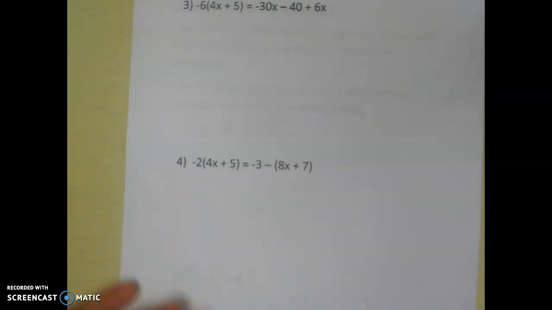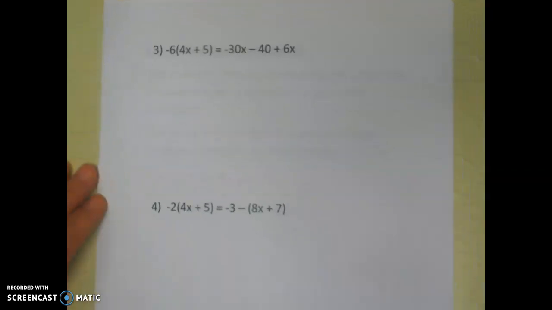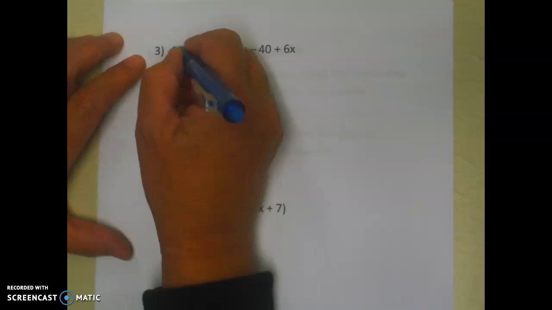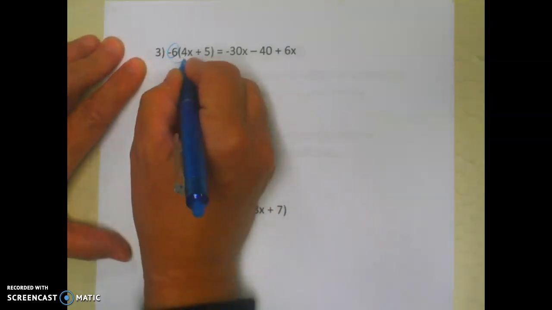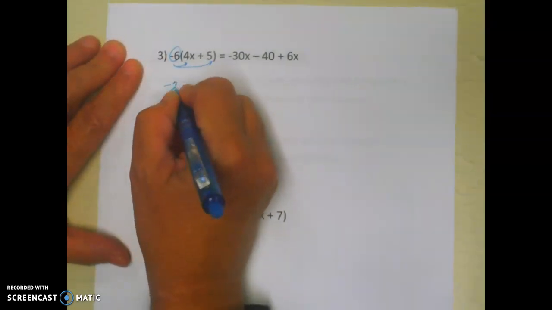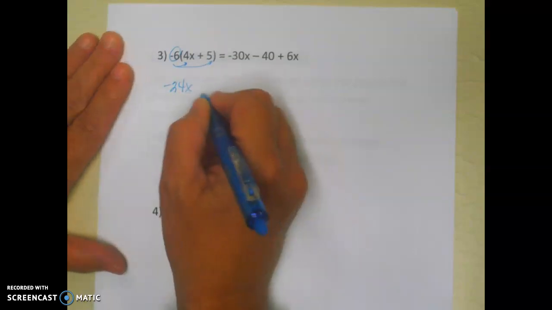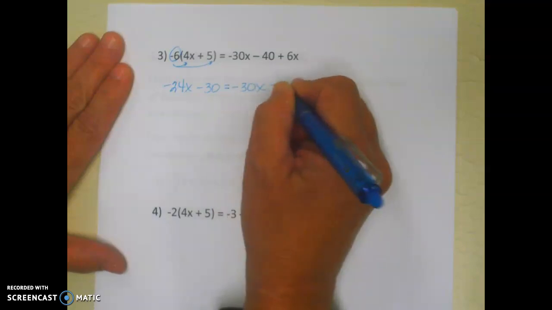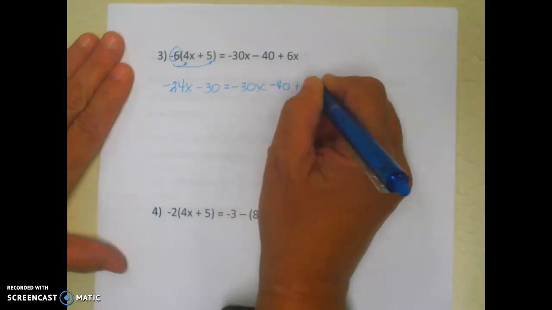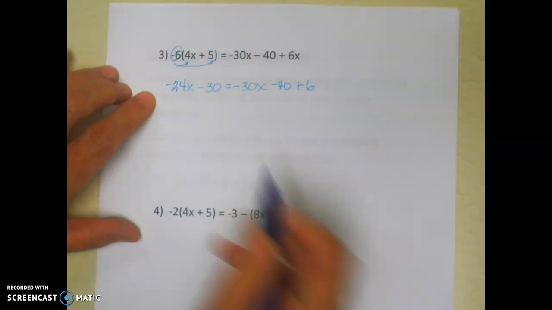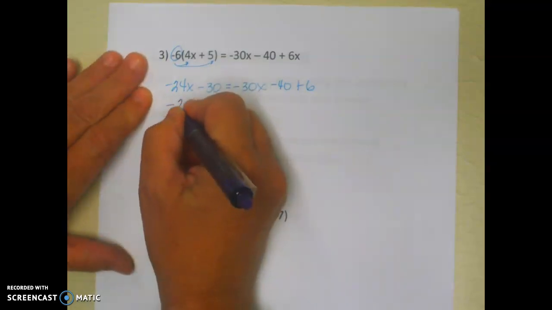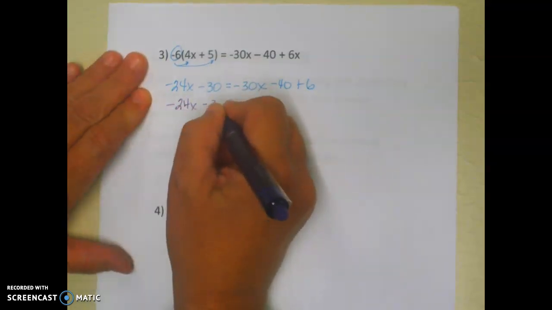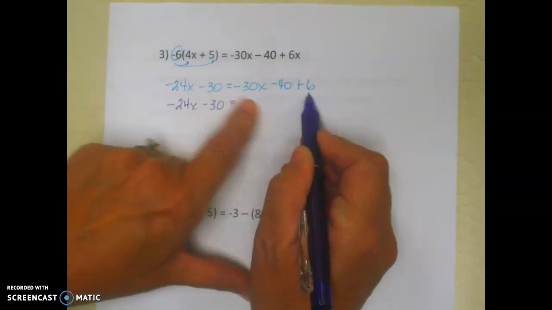Okay, let's try one that has a little bit different challenges in it. This one again, we're going to start with the distribution. This is a negative 6, so I'm going to distribute the negative 6 through the parentheses. So I have negative 24x minus 30 equals negative 30x minus 40 plus 6. I need to combine like terms. I've already combined like terms as much as I can on this side, so I've got negative 24x minus 30. But on this side, I can combine my constants.